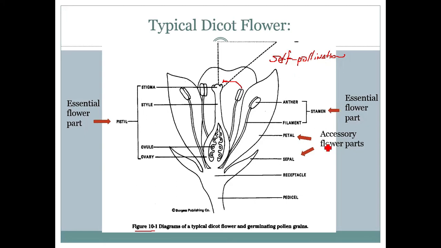But down here we see our accessory flower parts, the petal, the sepal. The petal is generally going to be colored in some way. The sepal will generally be the same color as the rest of the plant, generally green. And the pedicel here is the connecting structure that connects the flower to the rest of the plant.